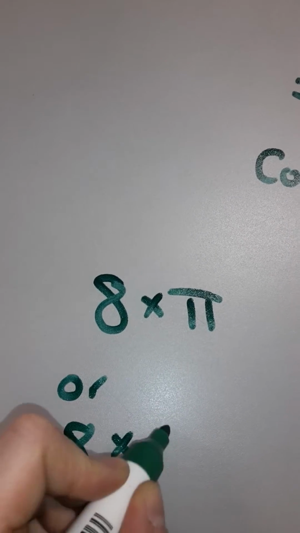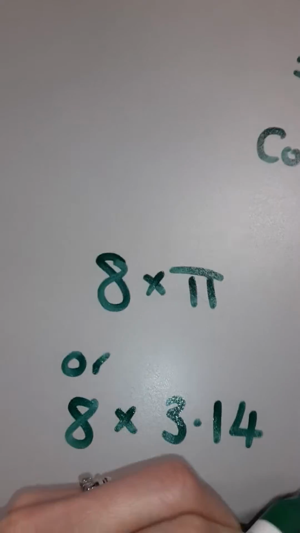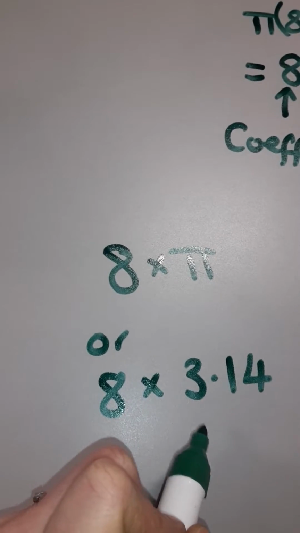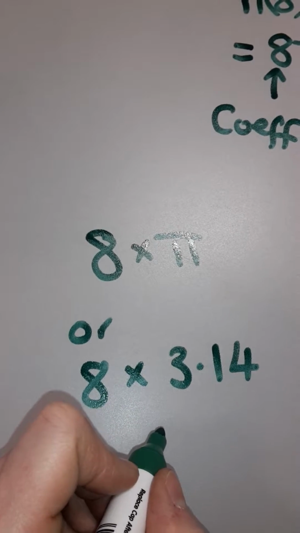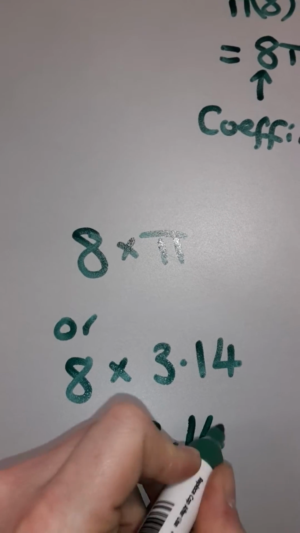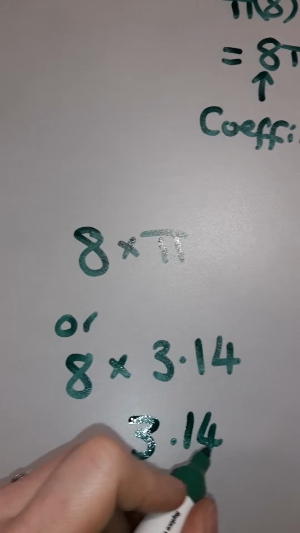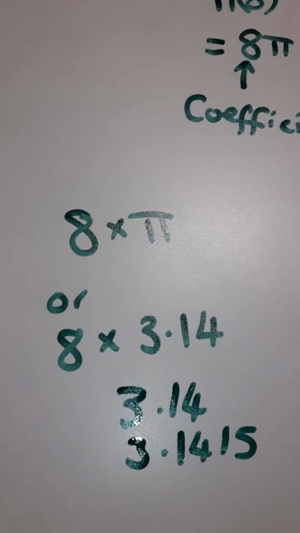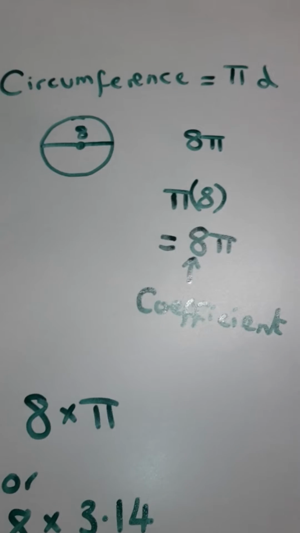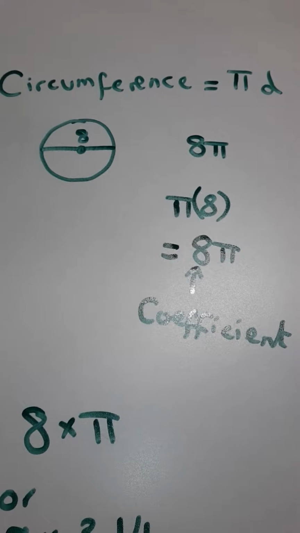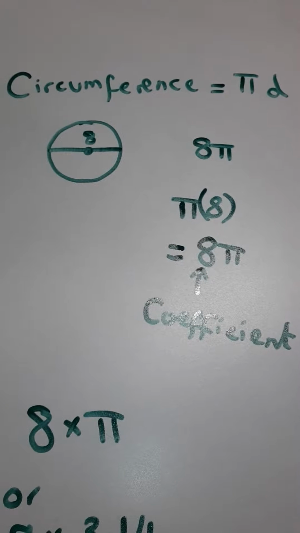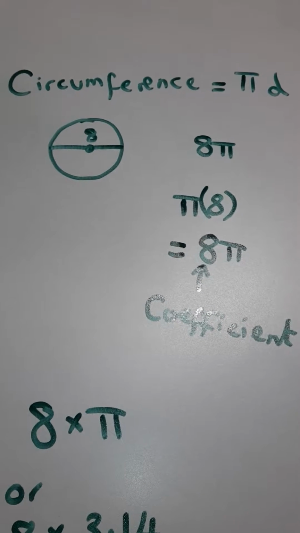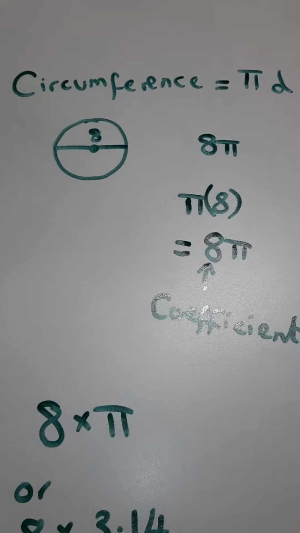or 8 times 3.14. Sometimes in calculator papers, they do actually tell you how accurate to write pi to. So they will give you pi to perhaps two decimal places, or maybe even up to 4, which is that. So just to recap, your circumference of a circle is pi times its diameter, which is the length from edge to edge of the circle going through the centre.